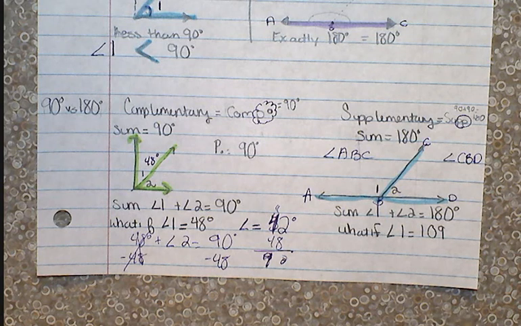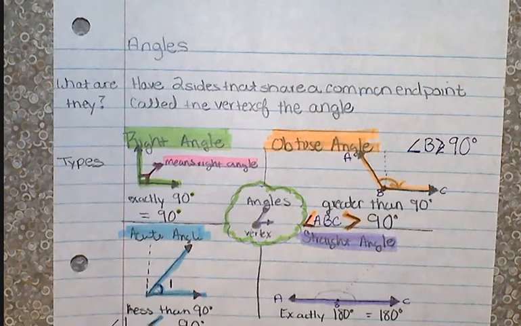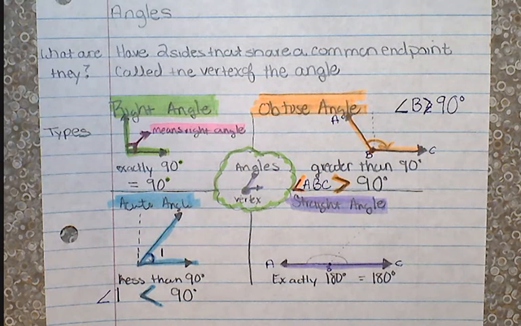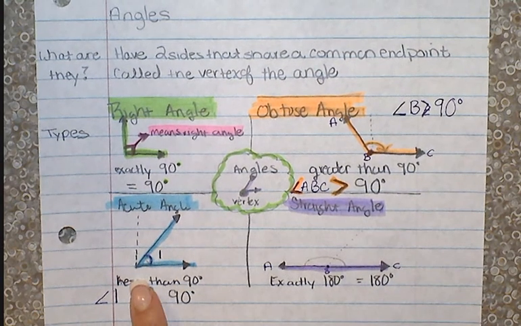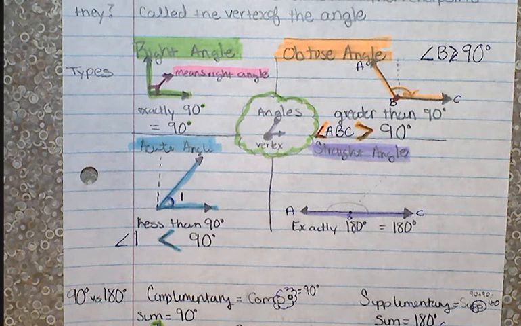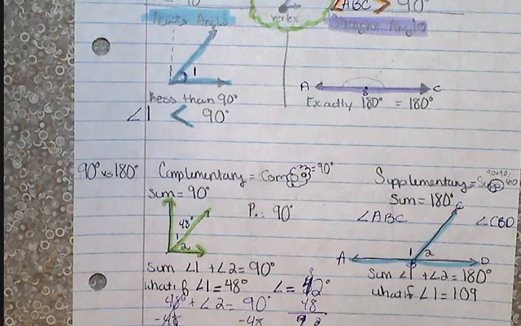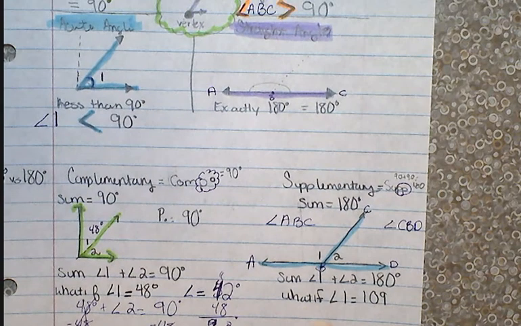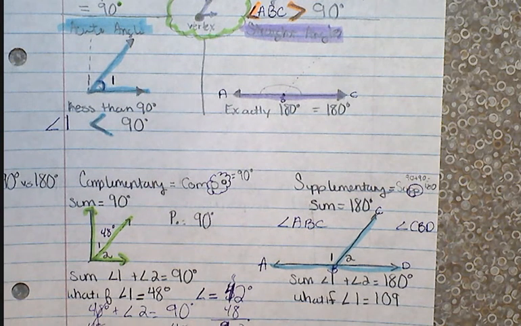Yes. Okay, what types of angles do we have? 4. Right. Right angle, obtuse, acute, and straight. So what does complementary mean? 2 angles that equal what? 90. So complementary is 2 angles that equal 90. Supplementary is 2 or more angles that equal what? 180. Okay, and what's the best way to remember the difference between complementary and supplementary? P's. 2 P's or 1 P.